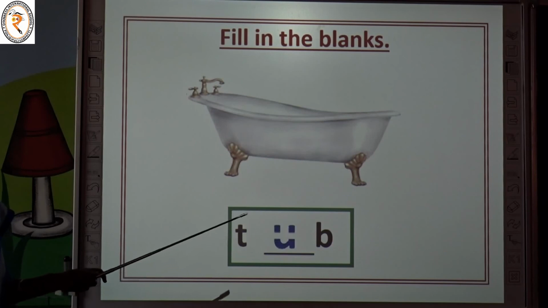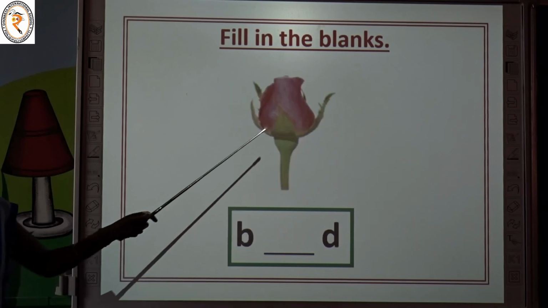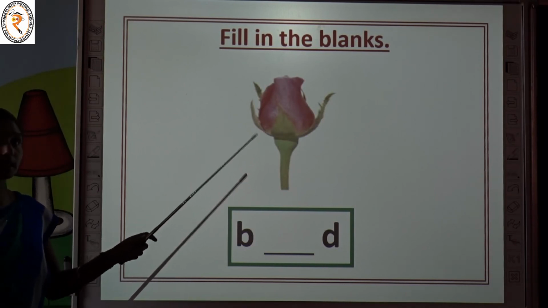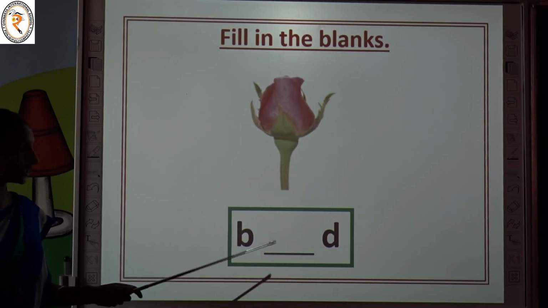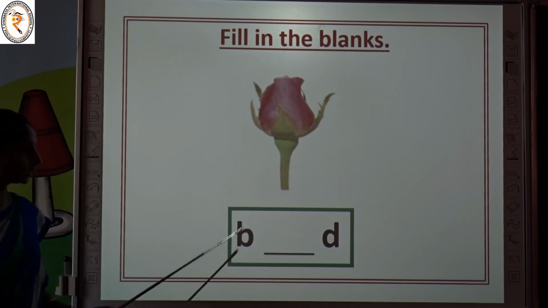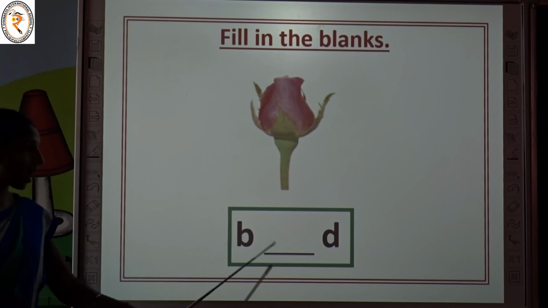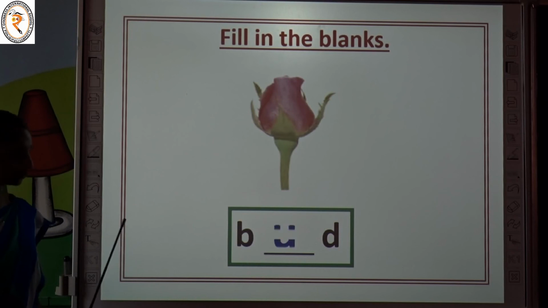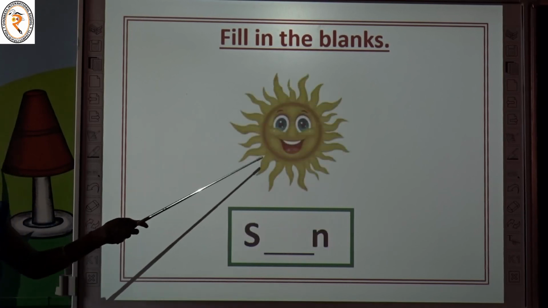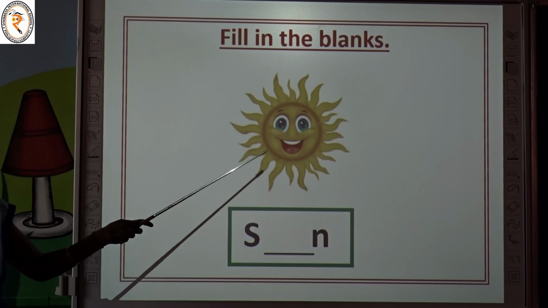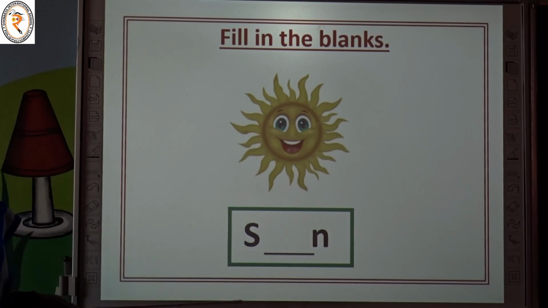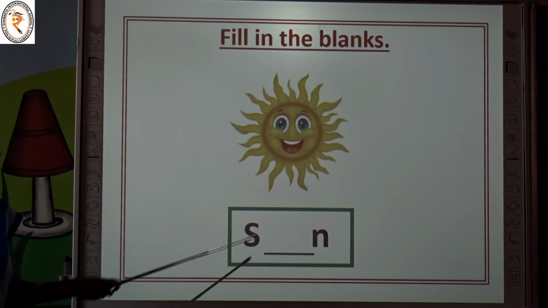Yes, U. T-U-B. Tub. The third one. What is it, children? Can you name this? Bud. Which letter is missing? B dash D. Bud. Which letter gives the sound u? U. Very good. The next one, what is it? Name this. Sun. This is sun. Dash N. A letter is missing. Find and tell the missing letter. Yes, U.